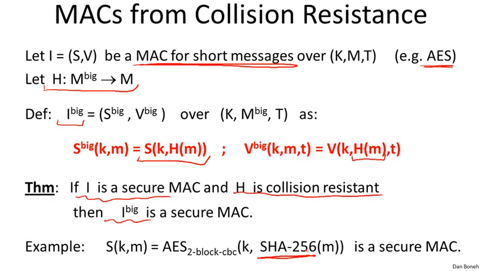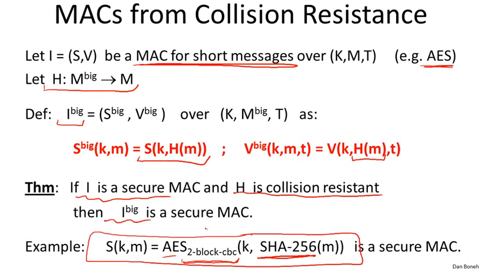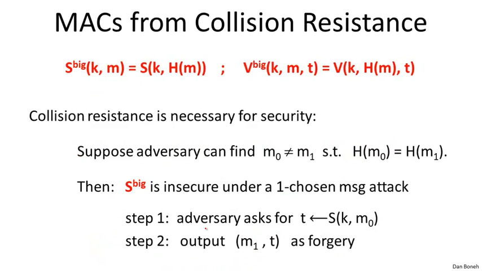And the way we could do that is by applying the 16-byte AES, plugging it into a 2-block CBC. A 2-block CBC would expand AES from a PRF on 16 bytes to a PRF on 32 bytes, and then we take the output of SHA-256 and plug it into this 2-block CBC based on AES. And then we get a very, very simple MAC, which is secure, assuming AES is a PRF and SHA-256 is collision resistant.